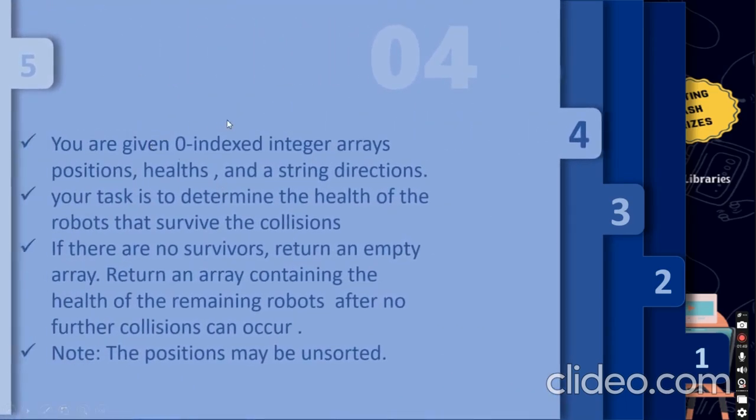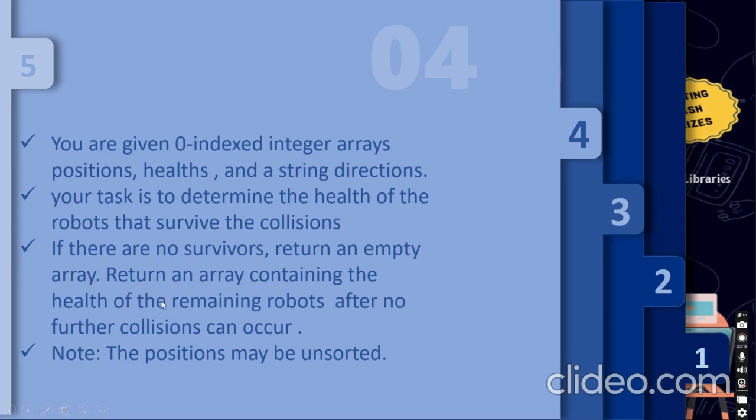So what is to be implemented? We are given 0 indexed integer arrays of position, health, and string directions. As I told earlier, positions and healths are integer arrays, and direction is a string array. Your task is to determine the health of the robots that survive the collisions. Our main task in this program is to give the health of the surviving robots as output. If there are no survivors, we have to return an empty array.